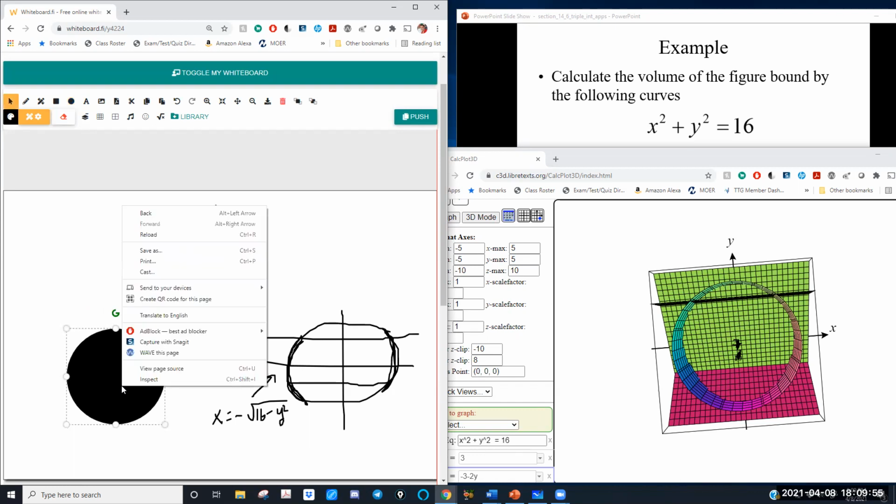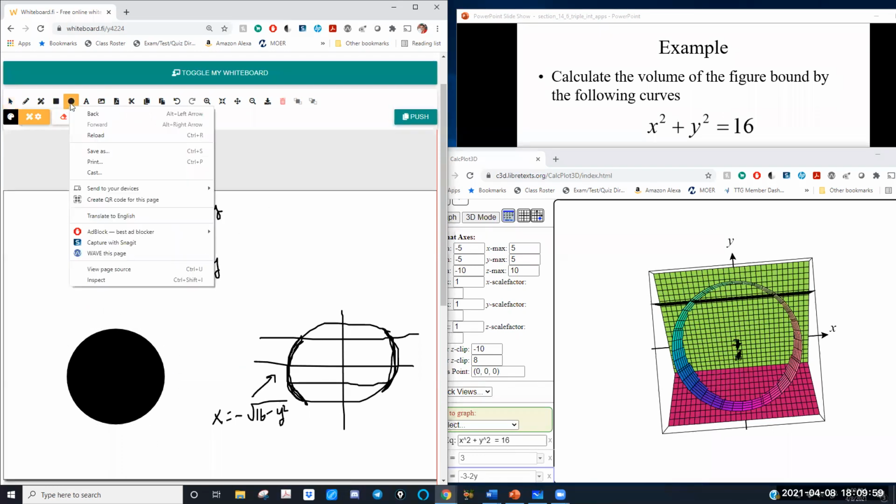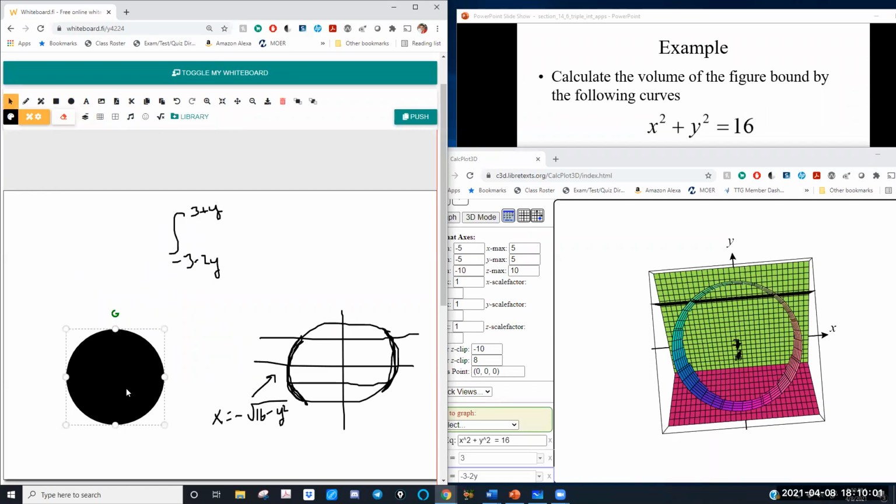I don't want a black circle. That didn't help. All right, so actually I'm just going to use this because I don't know how to change that, but let's do this. I think this will help. Here's going to be a much cleaner drawing. All right, so that's that line there.